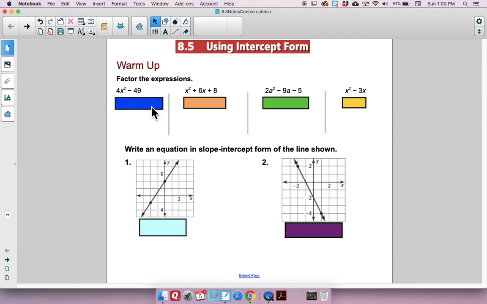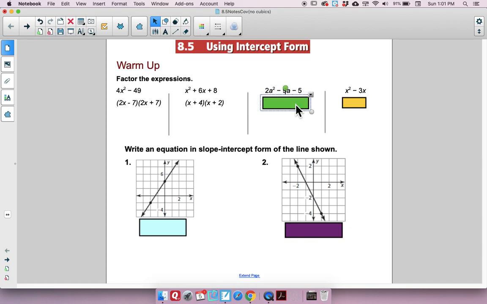Okay, so hopefully you got 2x minus 7, 2x plus 7, difference of two squares, right? 2x quantity squared, 7 squared. This one, x plus 4, x plus 2. Hopefully you saw no GCF, trinomial, not a perfect trinomial square because 8's not a perfect square. So you had to do star or old-fashioned and got x plus 4, x plus 2. Remember, you check these by multiplying back out.